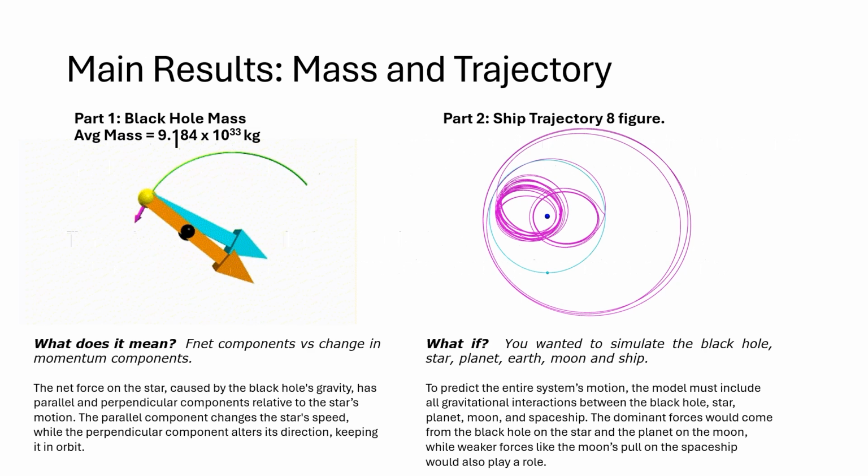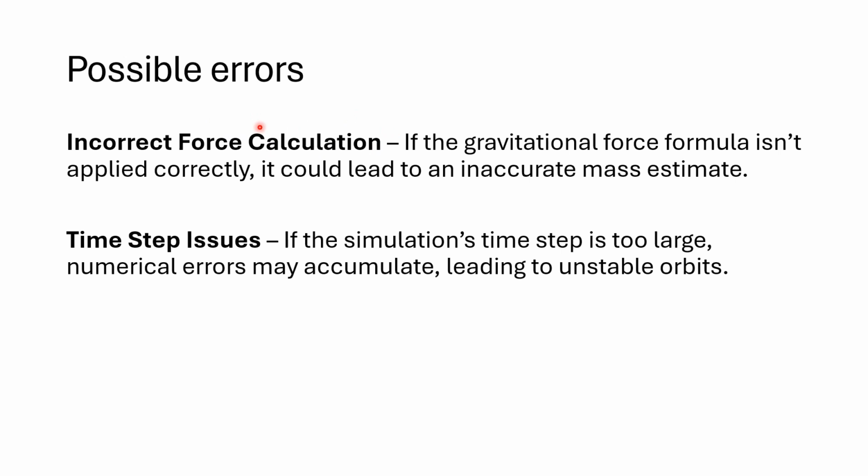Now, possible errors: we could have done some incorrect force calculations, especially for the mass of the black hole. If you didn't solve it correctly, you could get wrong answers. And time step issues for part 2. If you have a large enough time step, the velocities could be way different than what they should be if the time step was lower.